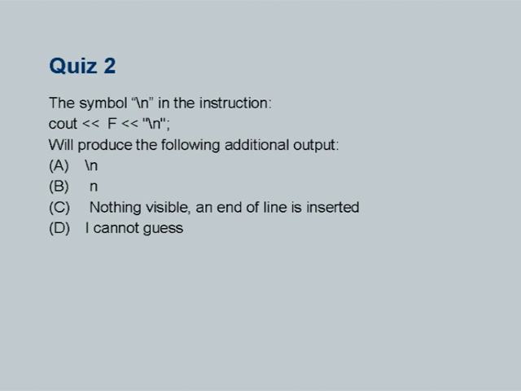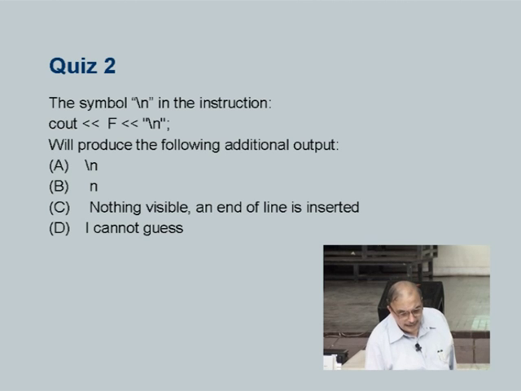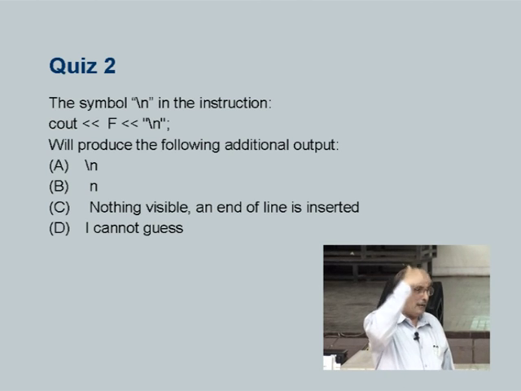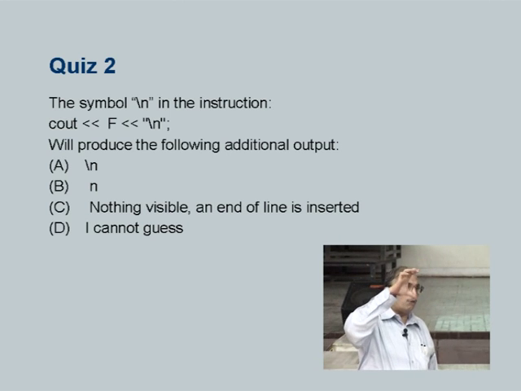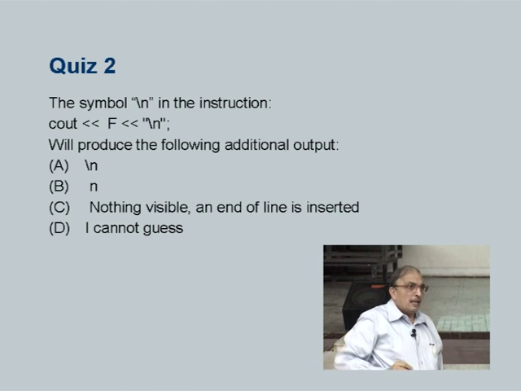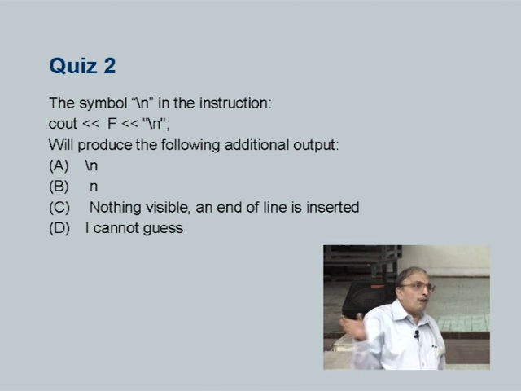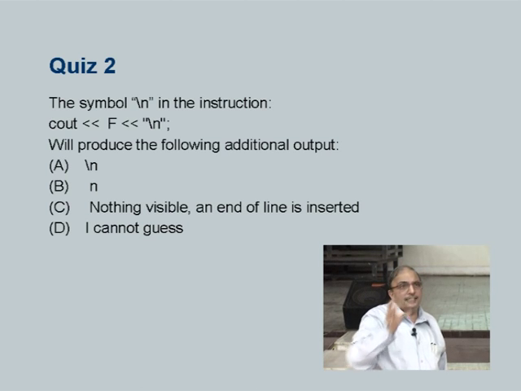When I say cout << F << backslash n, the backslash n does not print as backslash n, does not print as n. It actually creates an end of line. So that means the printer output or the terminal output goes on to the next line. This is useful. Otherwise, a whole lot of jumbling will occur on the output that Mr. Dumbo creates for you. So you want that output to be easily discernible.